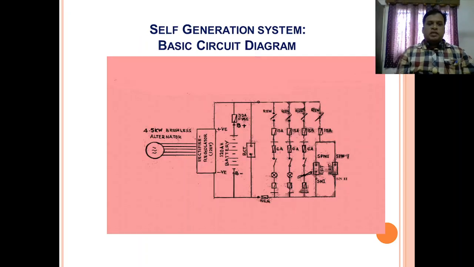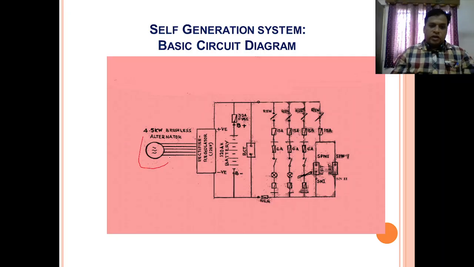After the self-generating system, we have here the basic circuit diagram of the self-generating system, and we will be discussing it now. Seeing this self-generating system, this is the supply, where you have a 4.5 kilowatts brushless alternator here.